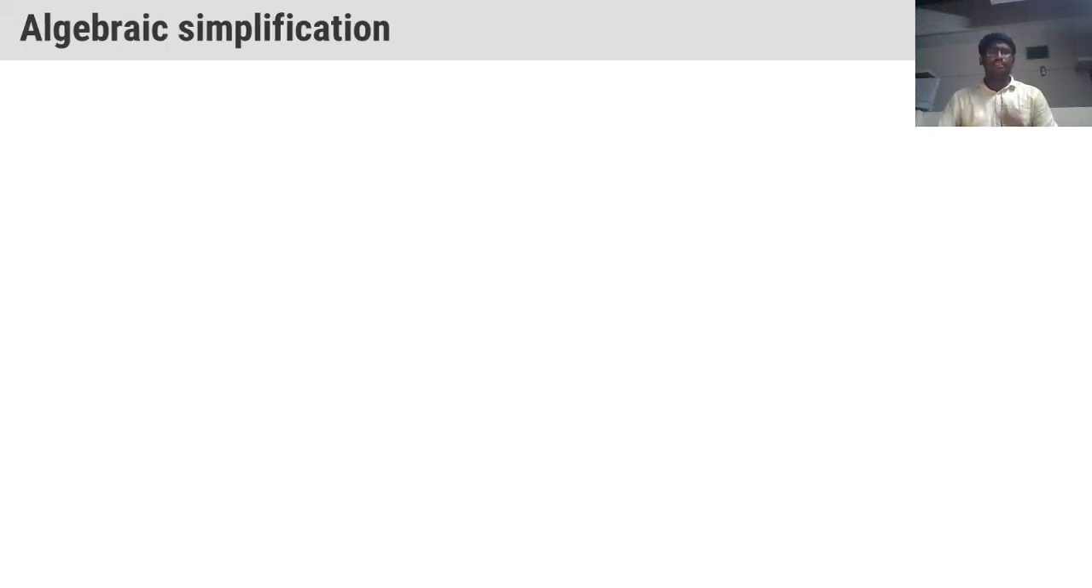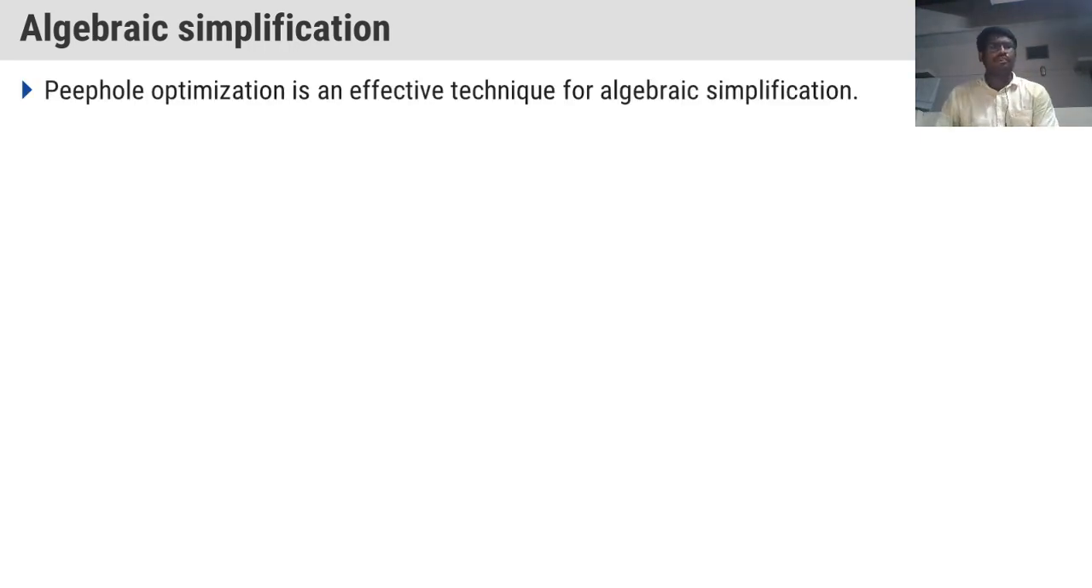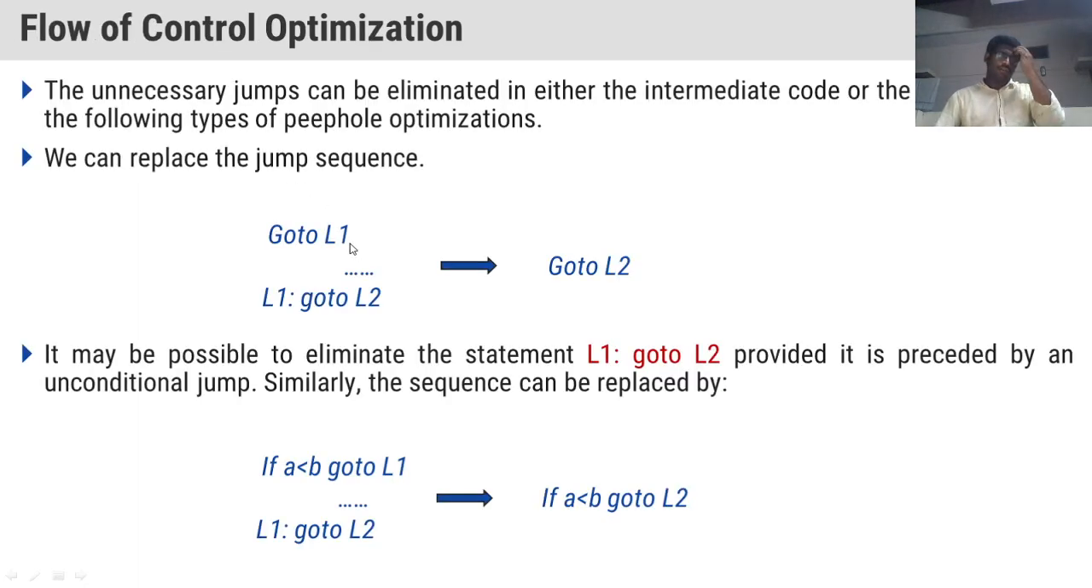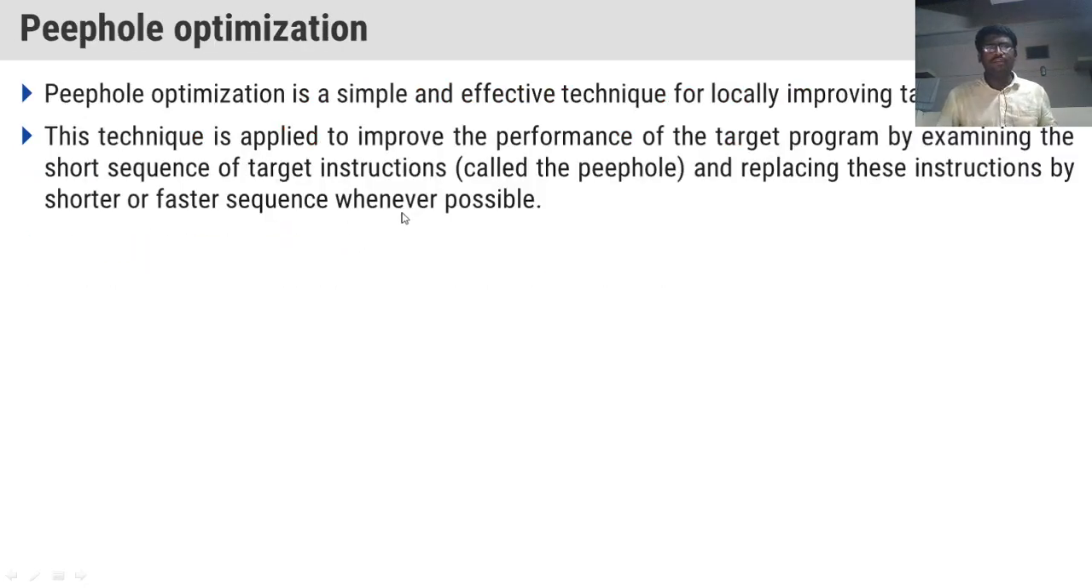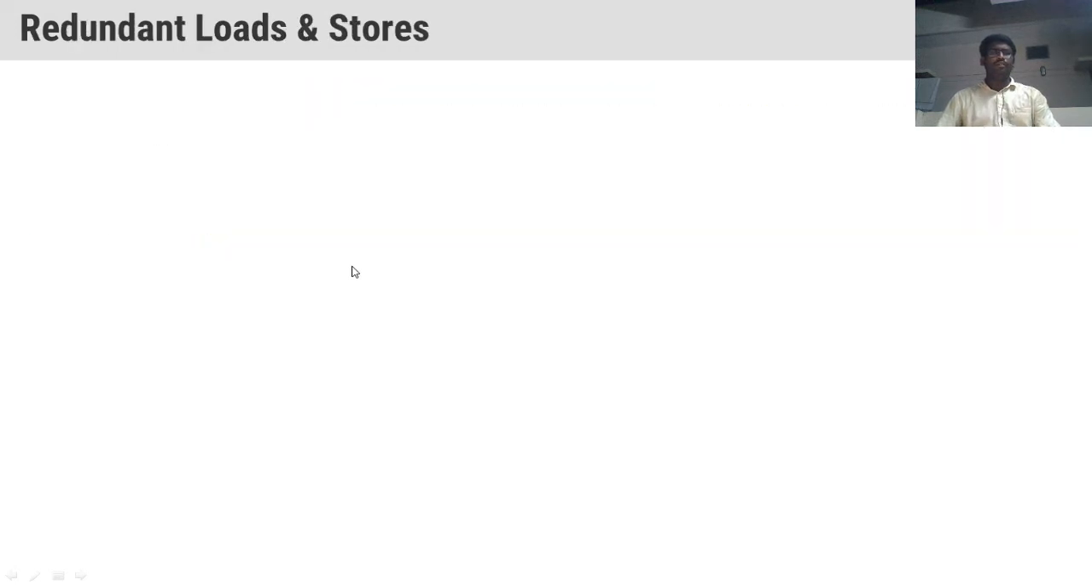Another technique is algebraic simplification. Peephole optimization is an effective technique here. By applying all these techniques, like redundant loads and stores, flow of control optimization, and algebraic simplification, we get effective peephole optimization. The meaning of peephole is replacing the instructions by a shorter or faster sequence.